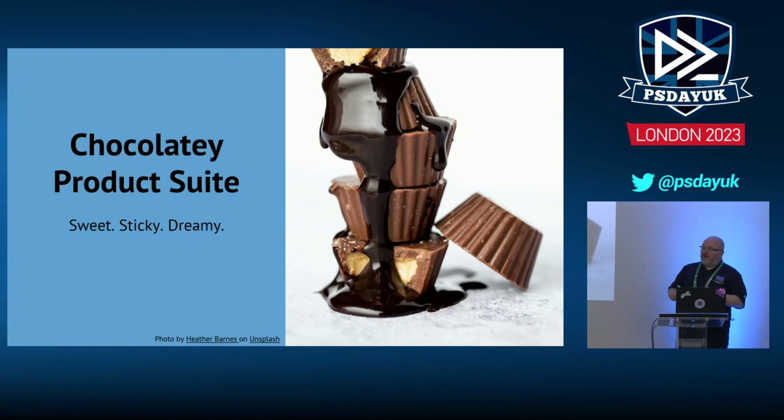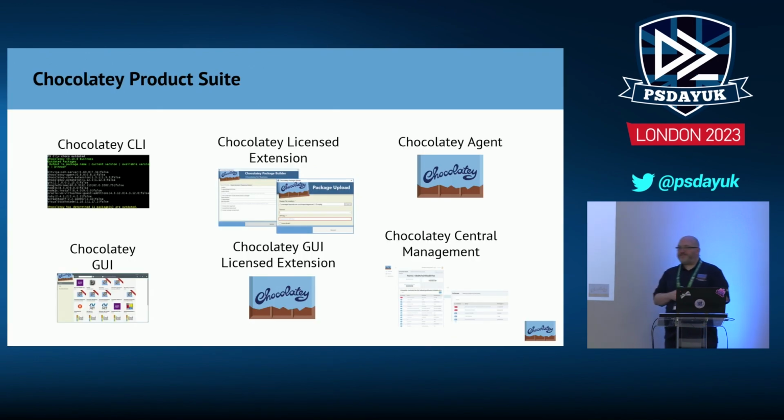So the Chocolatey product suite, it really comes down to 6 products. We've got Chocolatey CLI, which is most people's introduction into Chocolatey. That's a command line tool. It allows you to manage things from the command line, manage those packages, manage that software. You've got Chocolatey GUI as well, which I like to talk about as big clickable buttons, or it allows people that are not technical to be able to manage Chocolatey packages, if that's what you want in your organization.